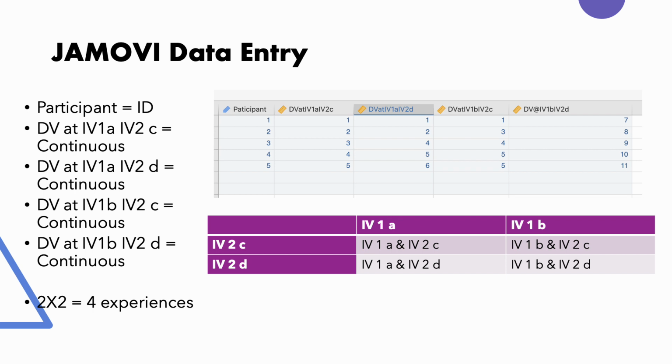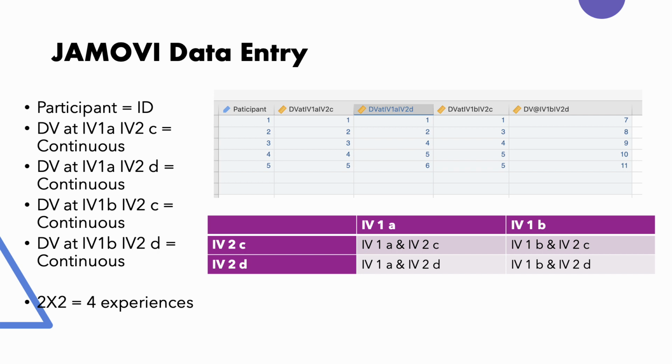One experience is level A of independent variable 1 plus level C of independent variable 2. The second experience is level A of independent variable 1 plus level D of independent variable 2. The third experience is level B of independent variable 1 plus level C of independent variable 2. And the fourth experience is level B of independent variable 1 plus level D of independent variable 2. You can see this outlined in that table below.